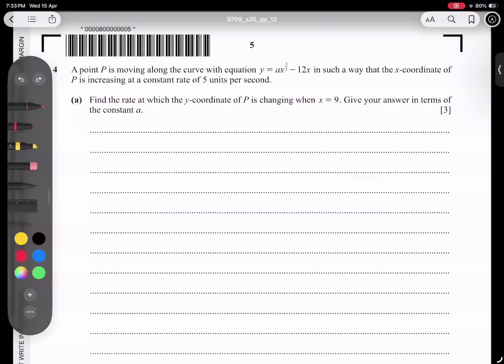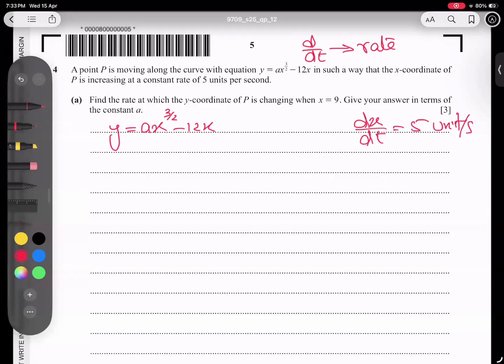Question number 4, students, we have now a point P moving along a curve with this equation. Okay, the equation is given: a x to power 3 by 2 and negative 12x, such that the x coordinate is increasing at a constant rate of 5. You know, students, when rate comes, d over dt is called rate. Now he's saying change with respect to time. So he said dx by dt is 5. So I'm writing here dx by dt is 5 units per second. He's saying find the rate at which y is changing when x is 9.